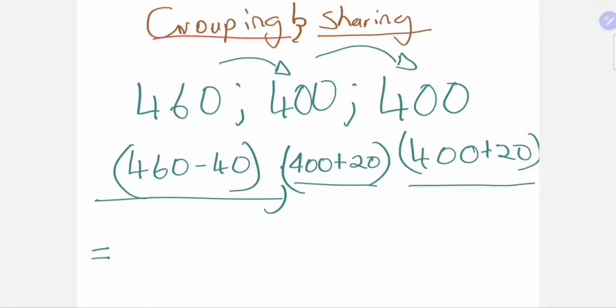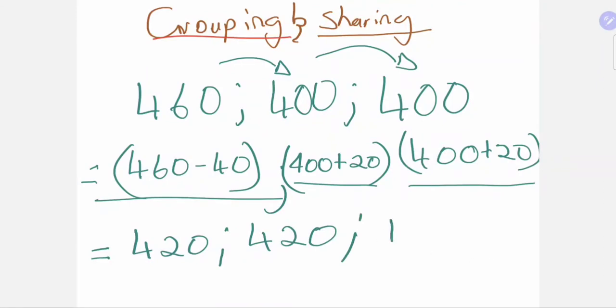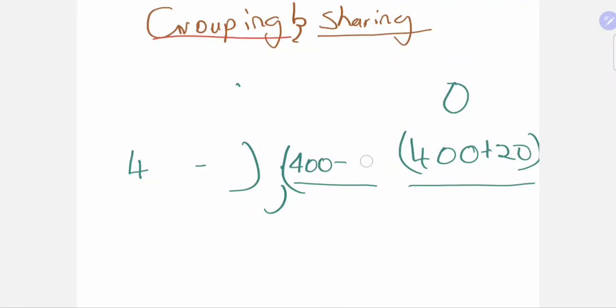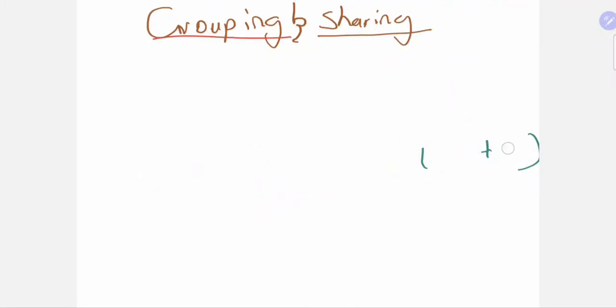And then you just write down the answers to your sums at the bottom. 460 minus 40 will give you 420. 400 plus 20 will give you 420. And once again, 400 plus 20 will give you 420. And just like that, you have made your numbers equal. I'm going to give you the last one to do. Just the last one. And we'll see if you've caught on by now.